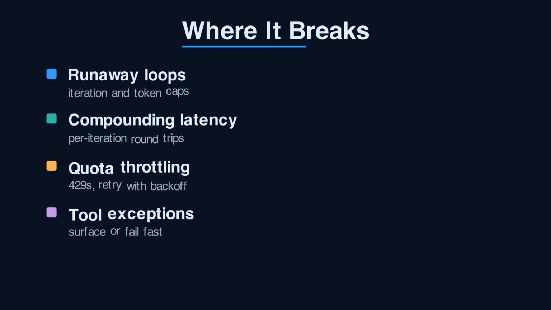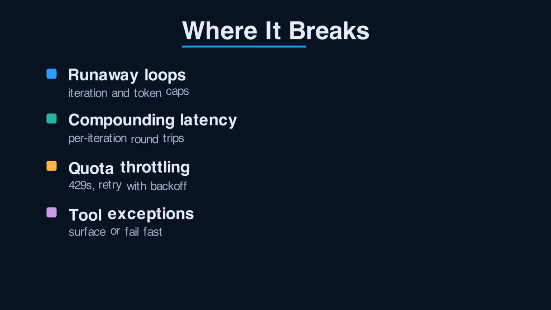Runaway loops. The model keeps calling tools and never converges, so always cap iterations and set a token budget. Latency stacks up fast, because every loop iteration is a full round trip to Azure OpenAI, and 3 iterations can mean 6 seconds or more. You also hit tokens-per-minute quota limits on your deployment under load, which surface as 429 errors, so build in retry with backoff and consider provisioned throughput for steady traffic.